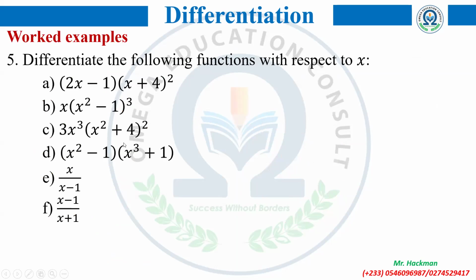Product rule. Ordinarily you are supposed to use the product rule. But as you can see, we can expand this easily, then avoid the product rule, so that you differentiate term by term. This one is a quotient with the denominator not being what? A monomial containing x. So you cannot avoid the quotient rule.